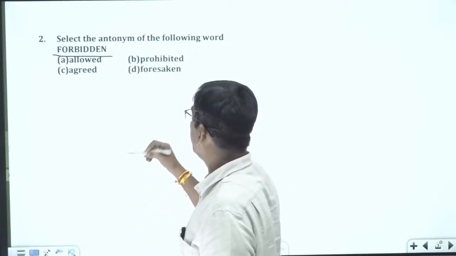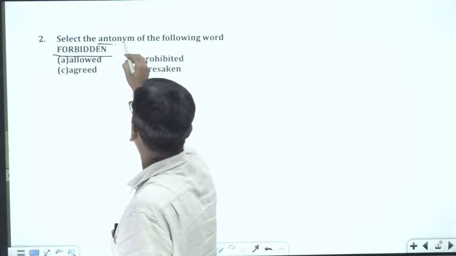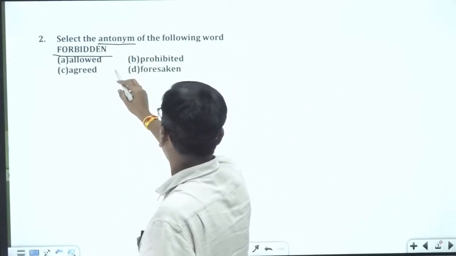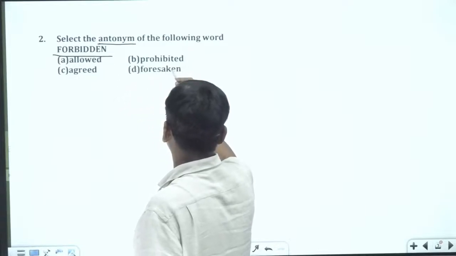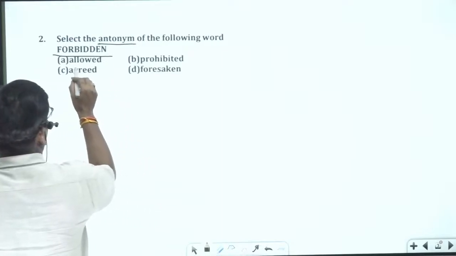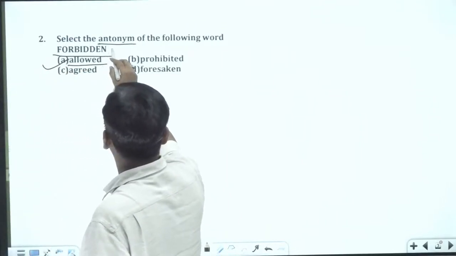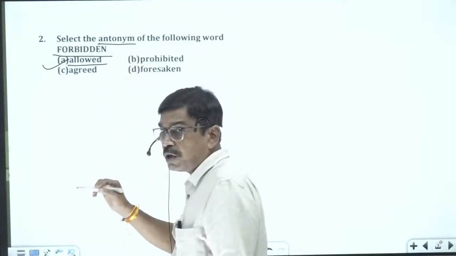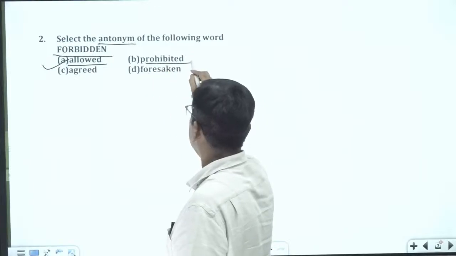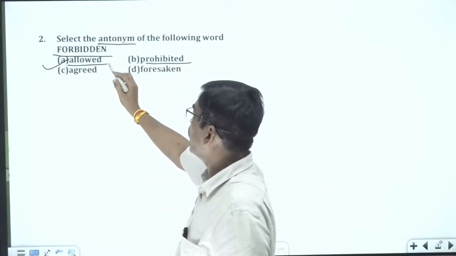So what should we answer? So here is the antonym. You have to find out the antonym. So very easy. Forbidden means prohibited. Meaning is prohibited. But the answer is allowed. Allowed is the answer, because you have to choose the antonym of the word. So forbidden means prohibited. Prohibited is the similar meaning. And the opposite meaning is allowed.